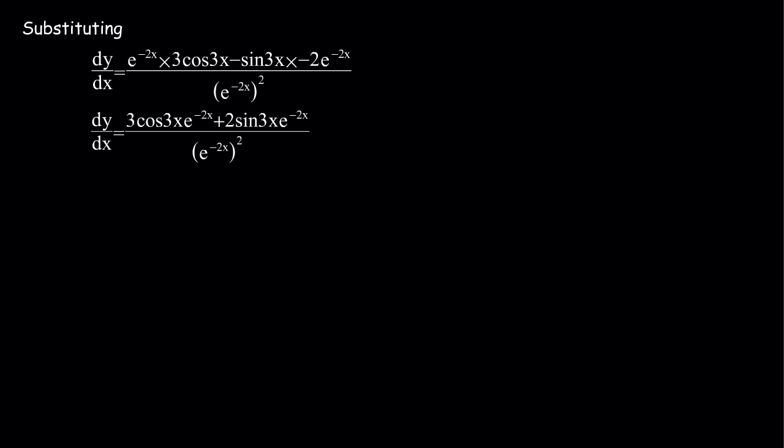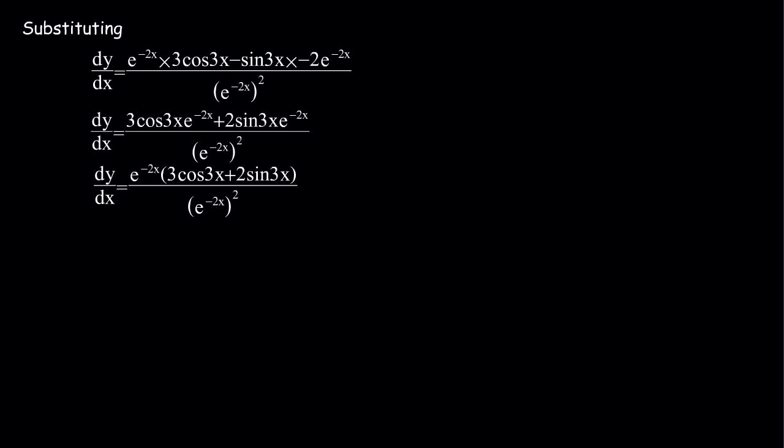Now our next step is that we are going to be factorizing our numerator. And factorizing our numerator, dy over ds will be equal to e raised to the power minus 2s in bracket 3 cos 3s plus 2 sine 3s. Now dividing our numerator and our denominator, that is dividing by e raised to the power minus 2s, because we have e raised to the power minus 2s in our numerator and our denominator.